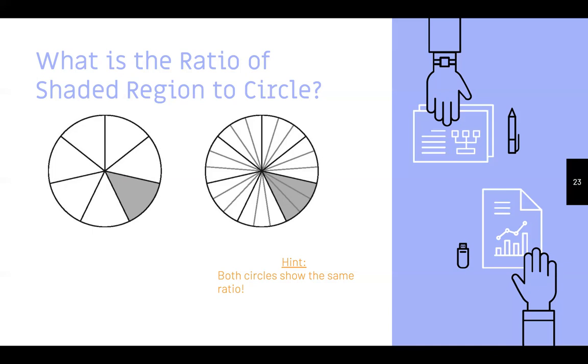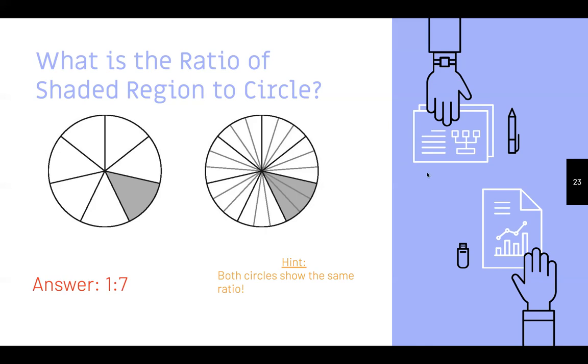We can count the number of slices in the left one, and we can see that there are 7 slices in all. And there's only one shaded. So shaded corresponds to the 1, and circle corresponds to the 7. So what we're saying is 1 to 7, or 1:7, or 1/7, or we can turn 1/7 into a percentage, or we can turn it into a decimal. It's the same thing, 1 to 7. That's the answer.